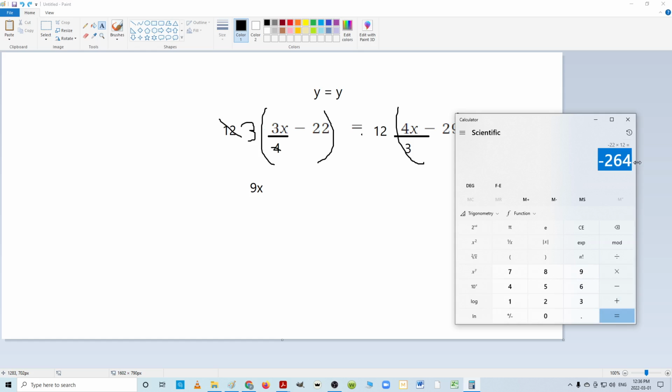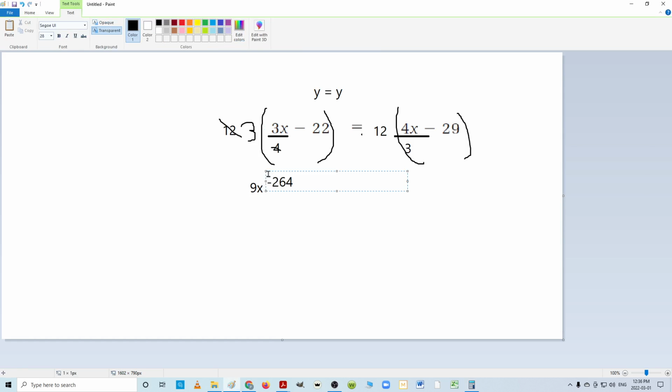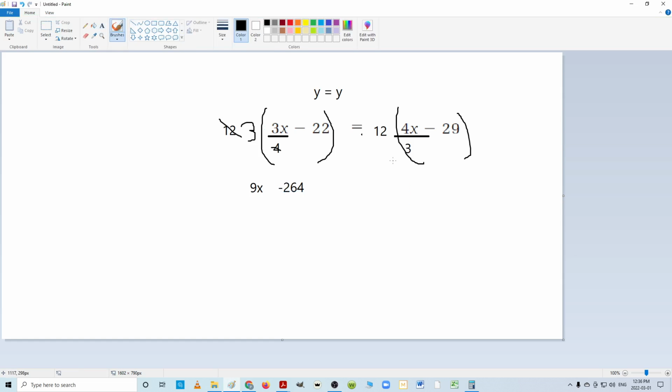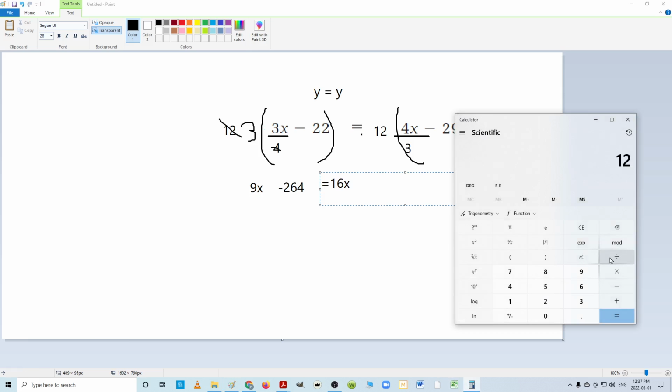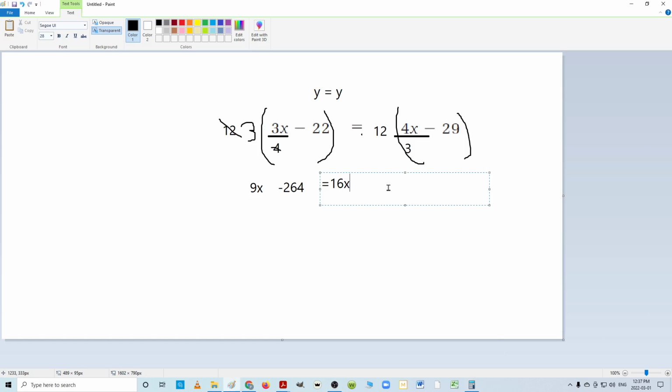It's that. So the problem with this situation is we're dealing with huge numbers, right? So in this one also, 3 goes into 12 4 times, and 4 times 4 is 16x. So we got equal to 16x. And finally, you've got to multiply 12 times negative 29. Whenever you want to make a number negative, you type it in and then press this plus minus sign. And you got that.